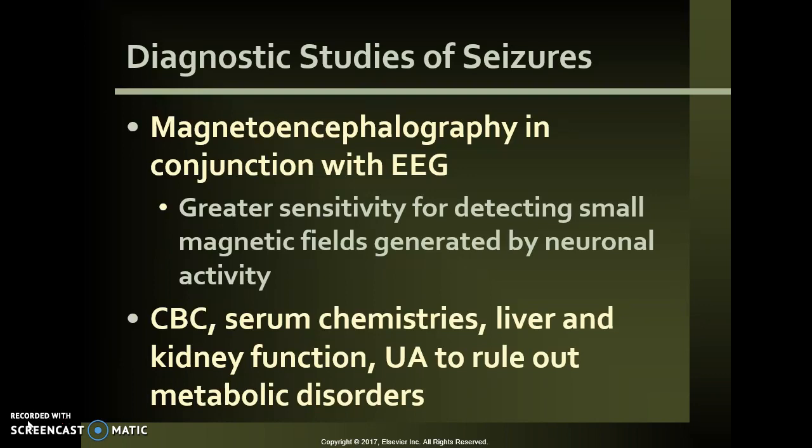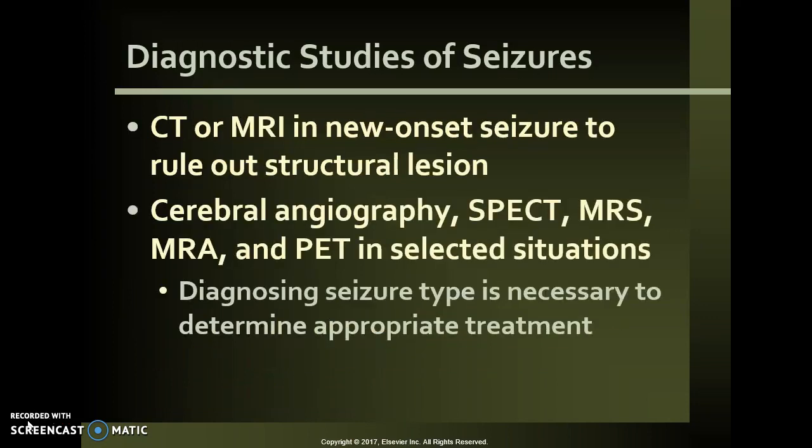The magnetoencephalography may be done in conjunction with the EEG because it has greater sensitivity in detecting small magnetic fields that are generated by neuronal activity. So there are some tests that can be done along with clinical history. We may do a CT or MRI if it's a new onset of seizures to make sure there's not some kind of a tumor there. Cerebral angiography, looking at the vessels, various tests your textbook talks about that can be done to find abnormalities.